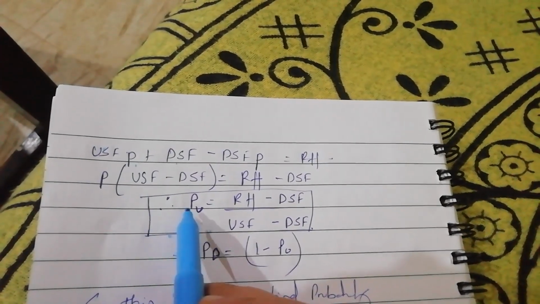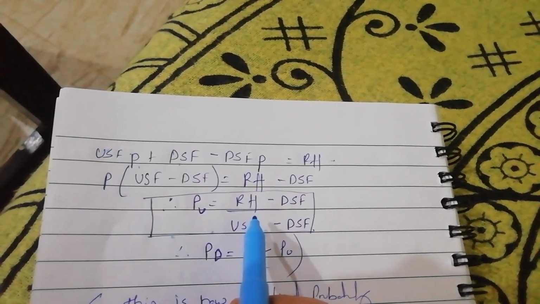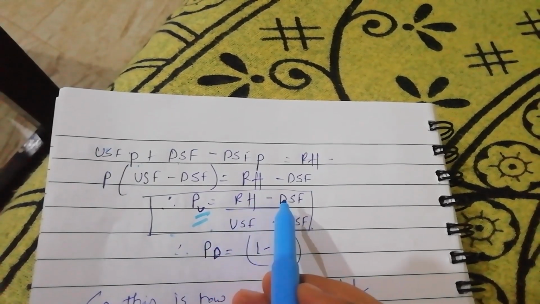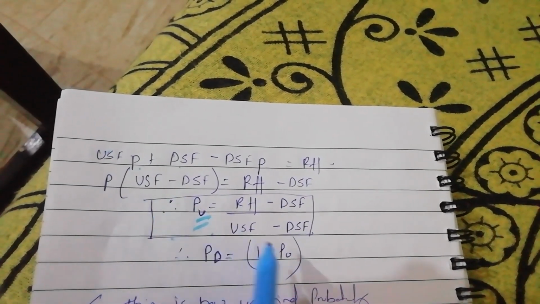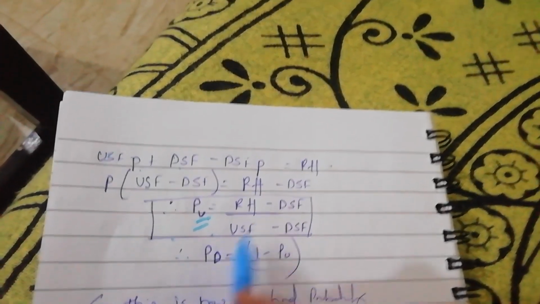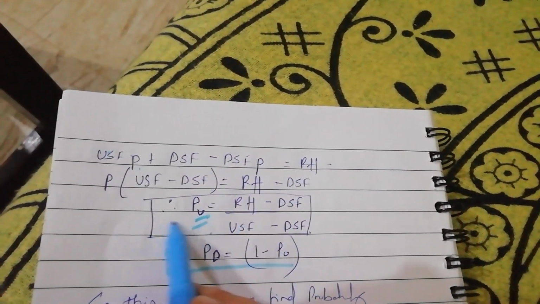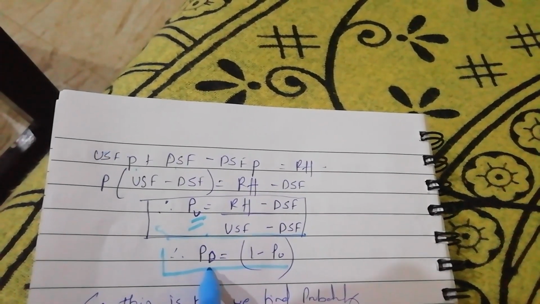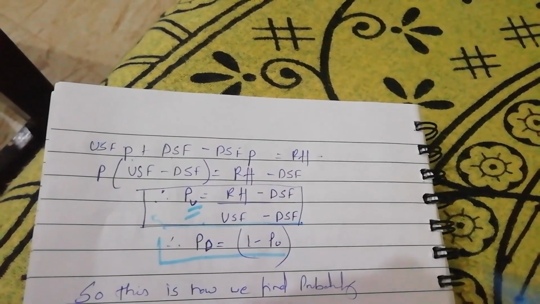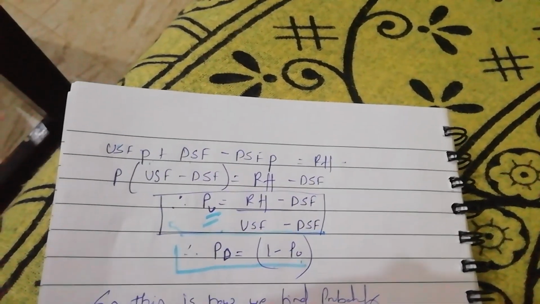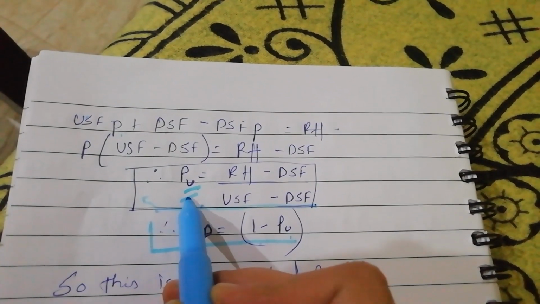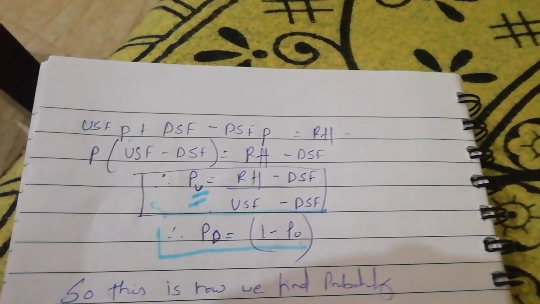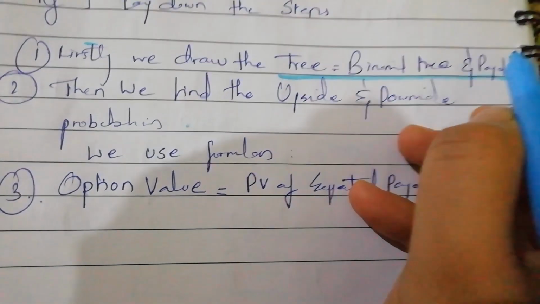So here, the probability of the up factor is equal to RFF minus DSF, and this goes down, that is USF minus DSF. So therefore the formula becomes this. And when we want to calculate the probability of the down factor, we just have to do 1 minus the probability of the up factor. So why is this the upside factor? Because U we had considered as the upside. So this is the way we find the probability.